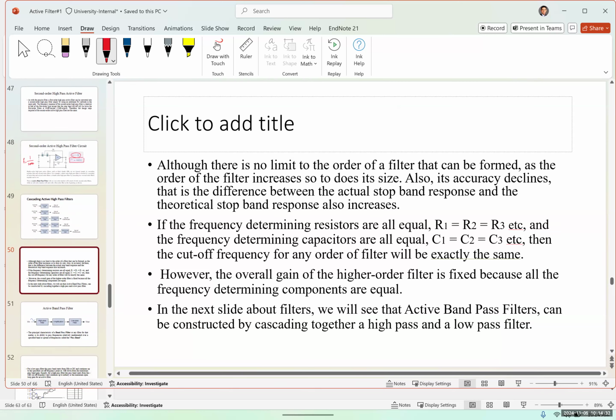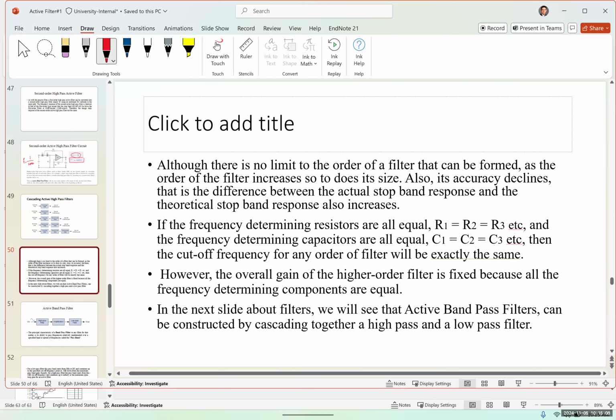Although there is no limit to the order of a filter that can be formed, as the order of the filter increases, so does its size. Also, its accuracy declines. That is, the difference between the actual stop band response and the theoretical stop band response also increases. If the frequency determining resistors are all equal, R1, R2, R3, and the frequency determining capacitors are all equal, C1, C2, C3, then the cutoff frequency for any order of filter would be exactly the same.